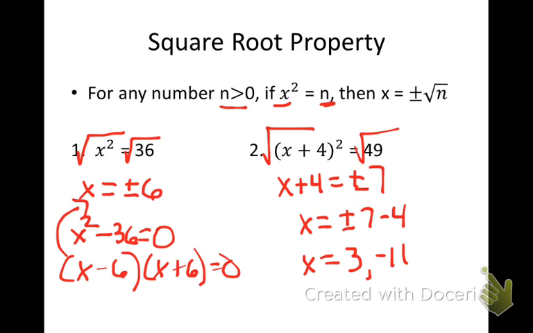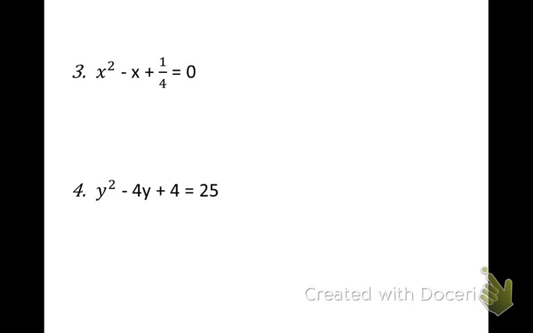Now if we put those back in here just to double check, if you put a 3 in, 3 plus 4 is 7, 7 squared is 49, pretend the square root's not there now. Put a negative 11 in, negative 11 plus 4 is negative 7, and when you do square it, you get 49. So it works there. So that's a way you can check them, remember, to see if you know what you're doing.